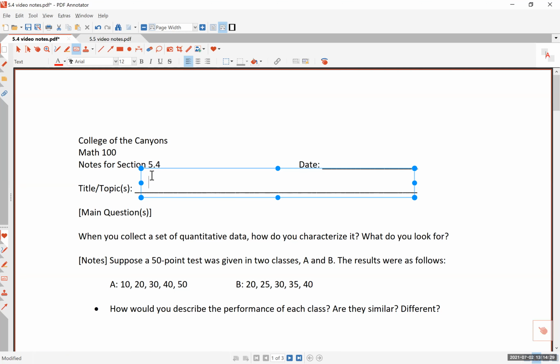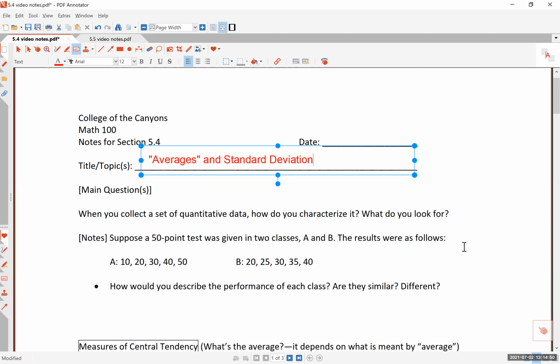The title of section 5.4 is averages and standard deviation. But more generally, when we talk about averages, we are talking about the measures of central tendency. And then standard deviation is one example of a measure of variation. Okay, so those are the things that we will be looking at.